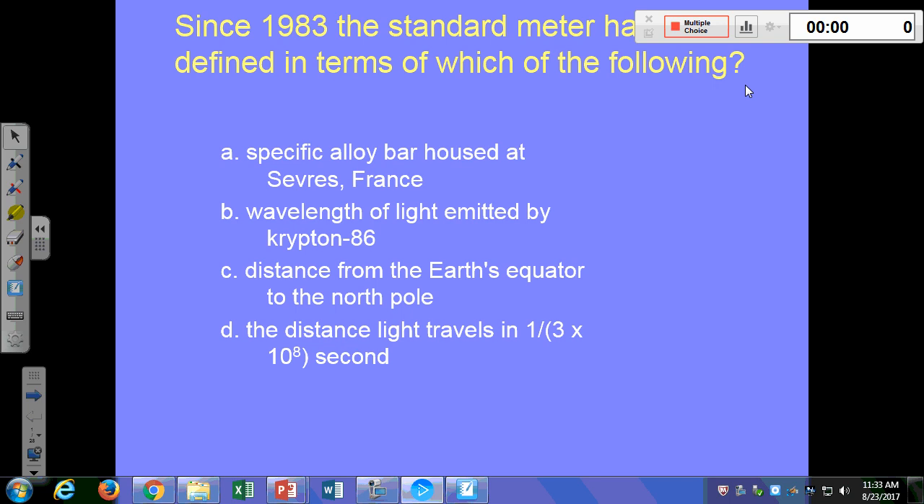So let's try this, just reviewing some of the stuff that we've done. The standard meter since 1983 has been determined by which of the following? A bar in France, the wavelength of light, distance from the equator to the North Pole, or the distance that light travels in that amount of time? Ask your friend. We won't take long on these. Hopefully you can answer them as quickly as you can read them.